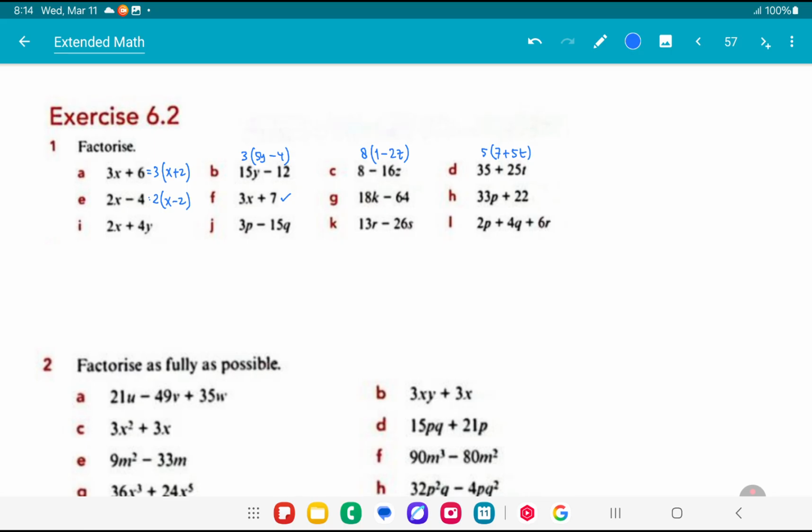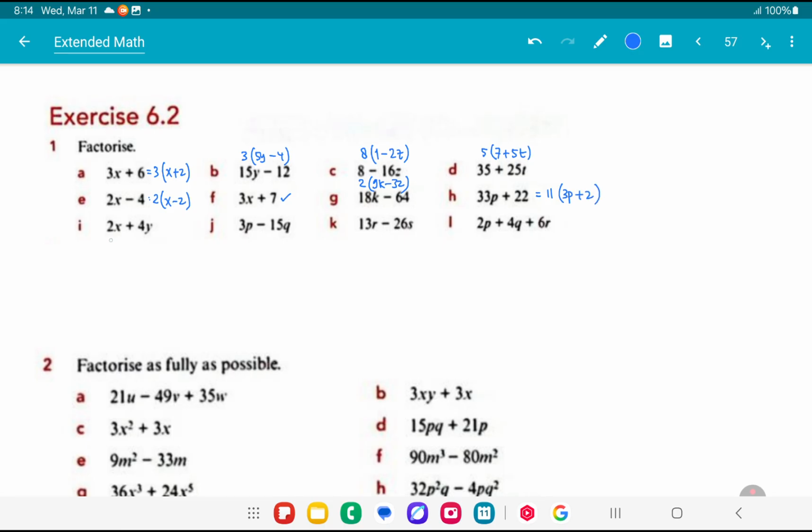18k minus 64. We can try dividing by 2. We get 2 multiplied by 9k minus 32. And 9 and 32 have no common factor. So the answer is 2 multiplied by 9k minus 32. And then we continue with question H. 33p plus 22, we get 11 as the common factor. So 11 multiplied by 3p plus 2.